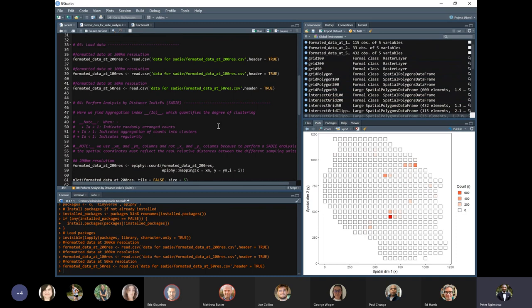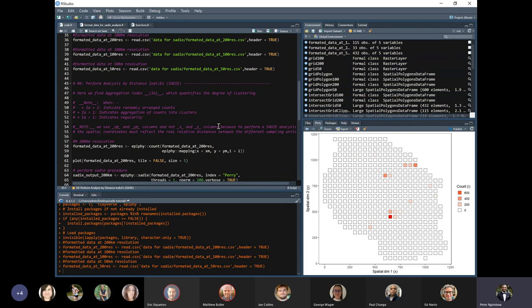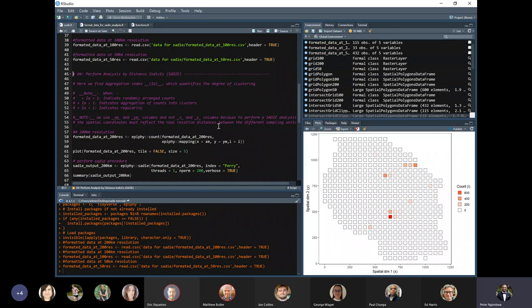So once you have formatted your data into that format, what is left is to perform the SADIE analysis. As I said before, if it's greater than one, it means aggregation. If it's less than one, it means there's a regular pattern within your data set. But in our study, we wanted to find the aggregation. So we are testing different unit sizes, different scales, so that we can get the aggregation, which will indicate independent observation between one observation and another.